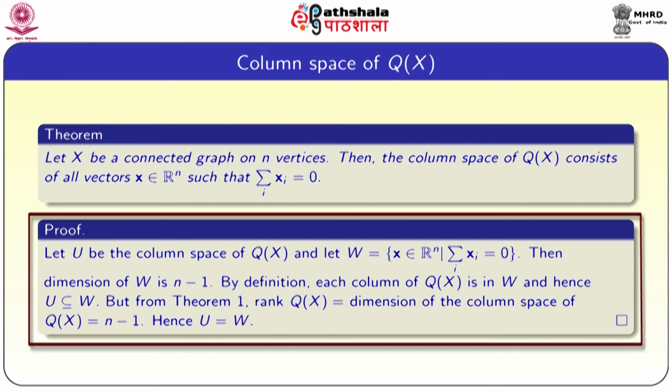But from the previous theorem, we saw that the rank of Q(X), the dimension of the column space of Q(X), is equal to n minus 1, as X is a connected graph on n vertices. So, U is contained in W, and the dimension of W is n minus 1. So, U equals W. So, we proved this result.